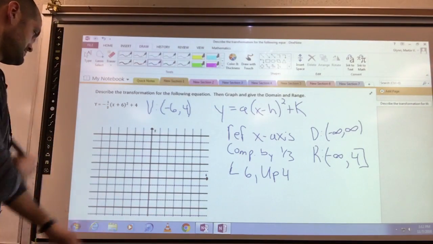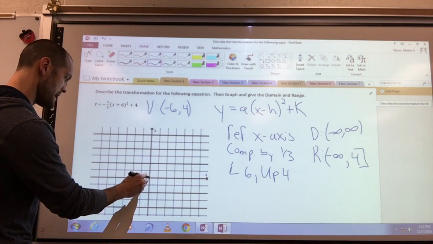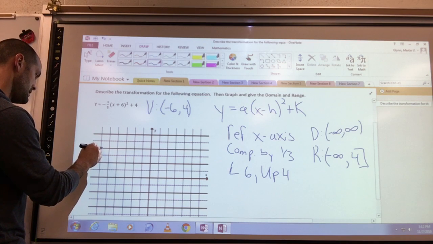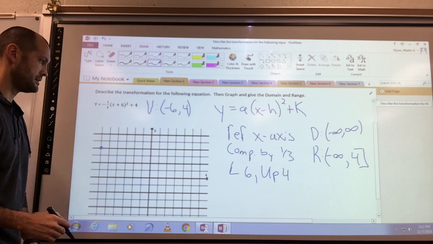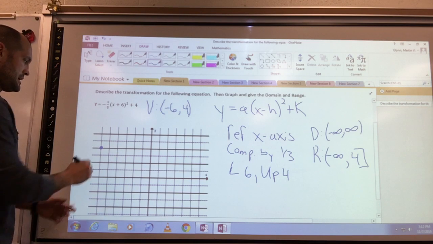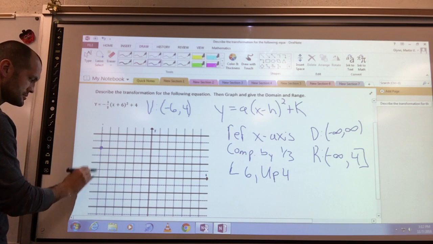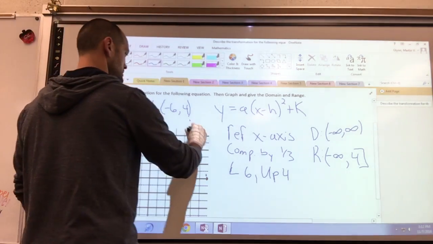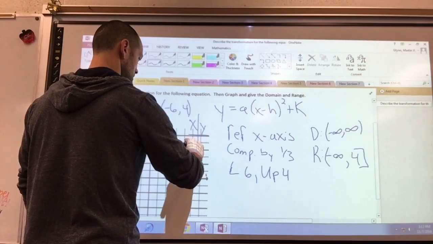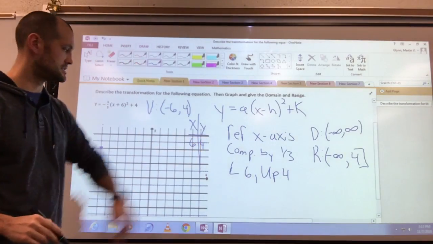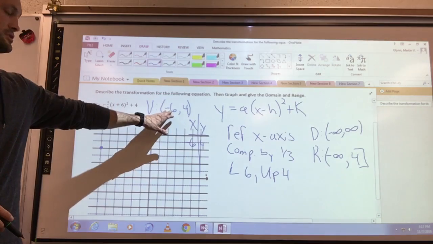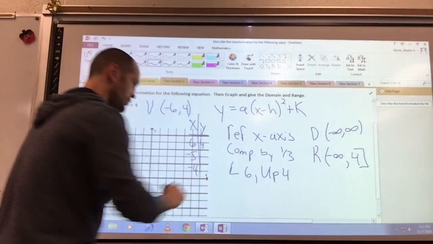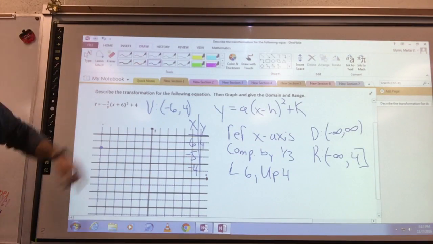Now, as far as graphing, negative 6, 4, I'm going to go back 1, 2, 3, 4, 5, 6, and go up 4. Now this one may go off the graph a little bit, but that's okay. Now, table time. The AOS goes right down here. My first point is negative 6, 4. From there, I'm going to just walk it out. I'm going to go negative 5, negative 4. I'm going to plug these two values in and see what we get.